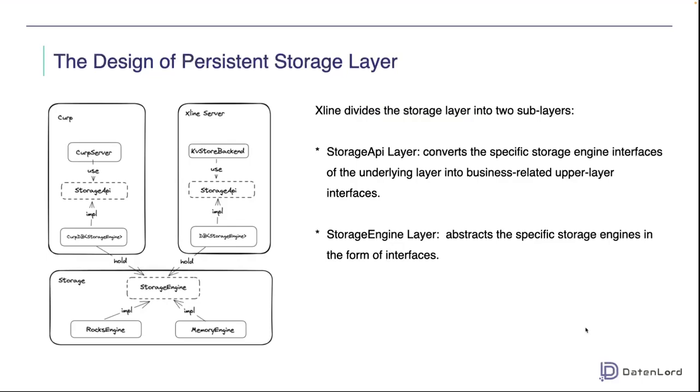The Xline storage layer can be divided into two sub-layers, the storage API layer and the storage engine layer. The storage API layer is responsible for encapsulating low-level storage interfaces into business-relevant interfaces. The underlying storage engine layer corresponds to specific storage engines and essentially provides a thin layer of encapsulation for those storage engines in the form of a key-value interface.